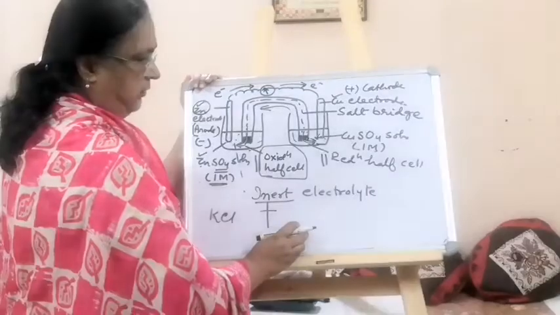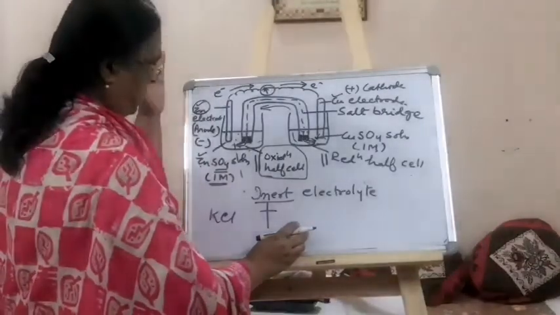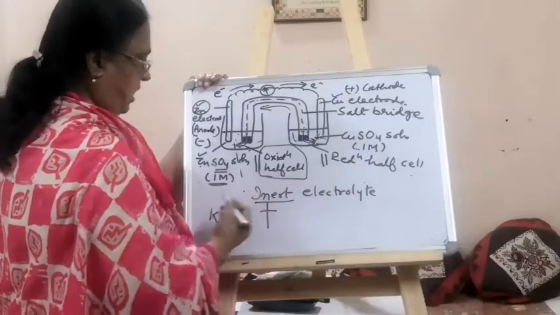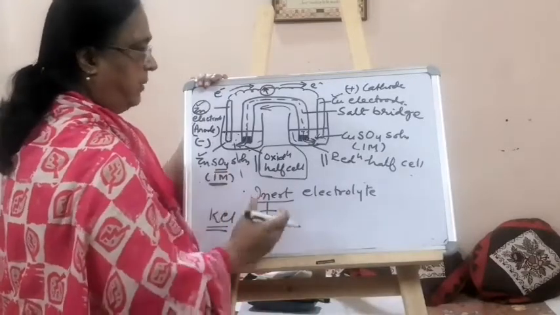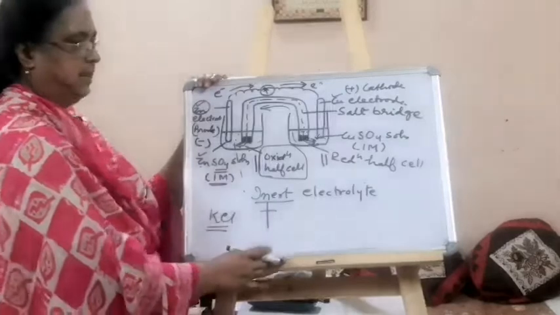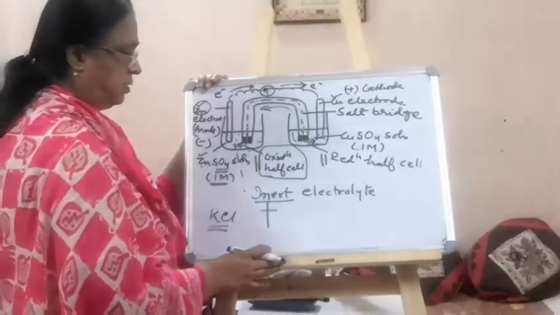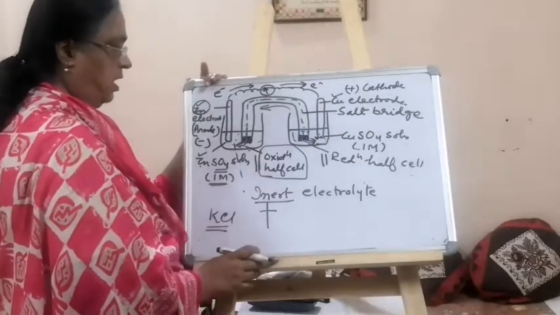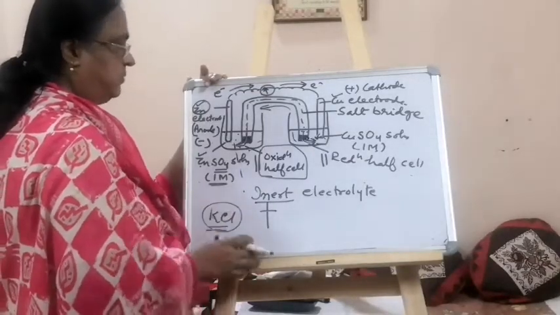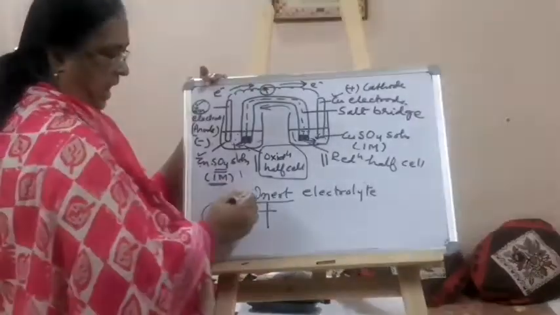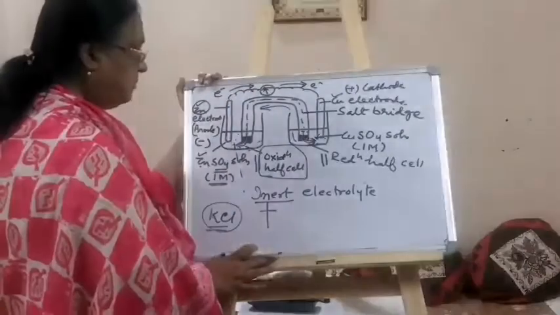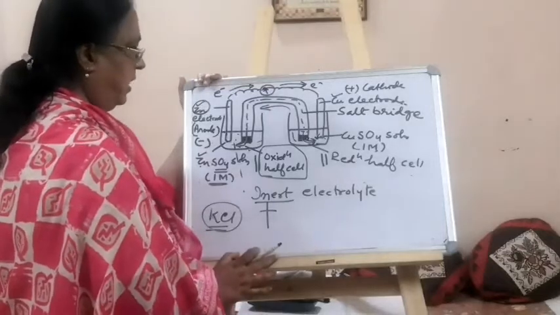That is, zinc solid will be turned into zinc ion. It will not take part in that. This electrolyte will also not take part. The ions of this will not take part in the reduction half cell, that is, copper ion is turned into copper solid by gaining electron. This was the first thing: the ions of an inert electrolyte will not take part in a redox reaction.